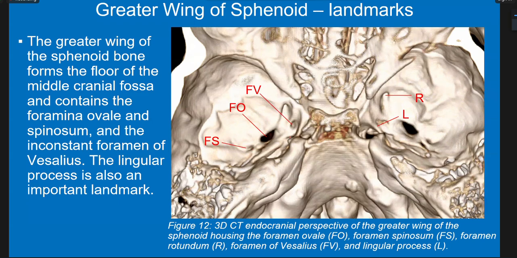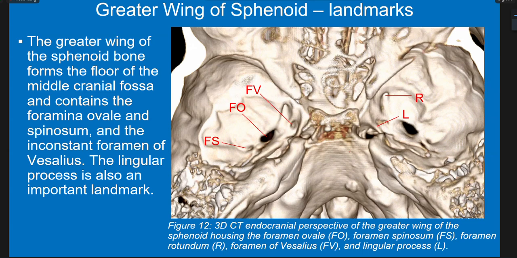And there's an inconstant foramen. We call it foramen Vesalius, transmitting the sphenoid emissary vein. The emissary vein connects the cavernous sinus with the pterygoid venous plexus inferiorly. So you have the foramen Vesalius.